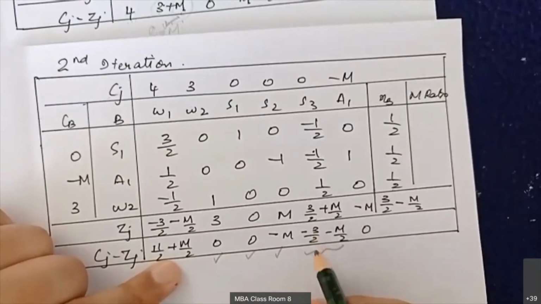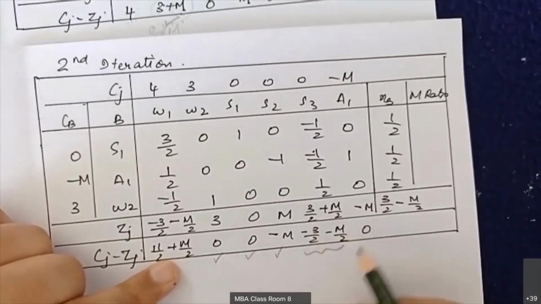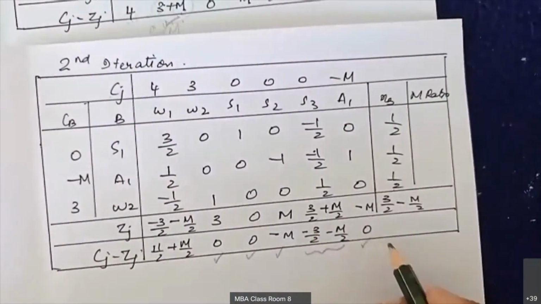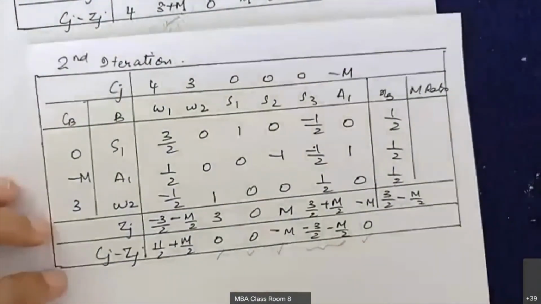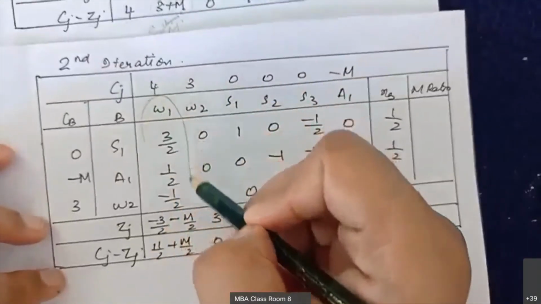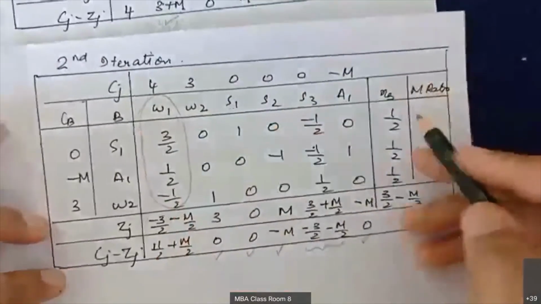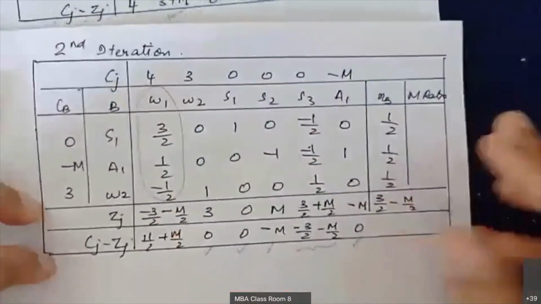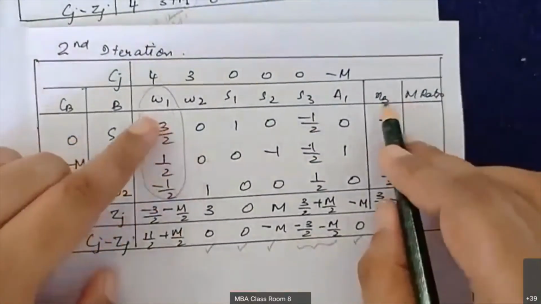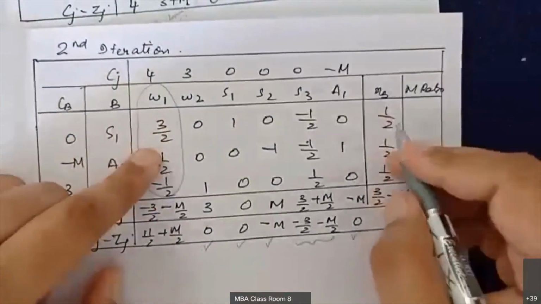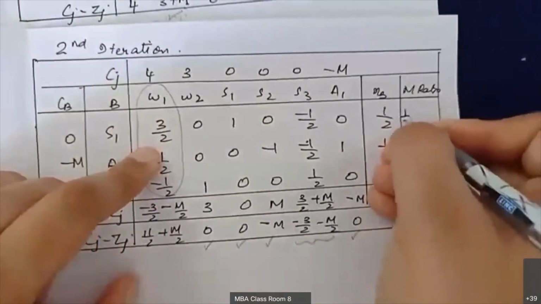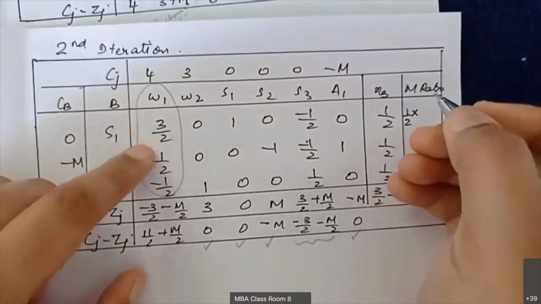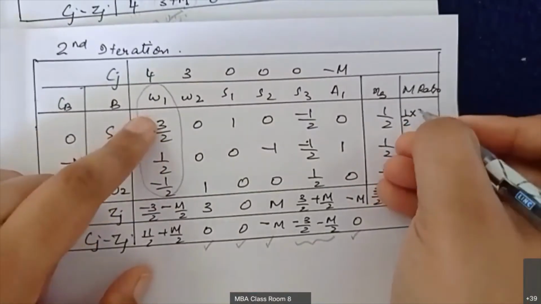This is minus 3 by 2 minus m by 2. Totally it is going to be a negative number, and over here it is again 0. So we are going to take W1 as our incoming vector. We need to decide what is going to be the outgoing vector. For that we have xb divided by W1. 1 by 2 divided by 3 by 2, so you can write it as 2 by 3 here.